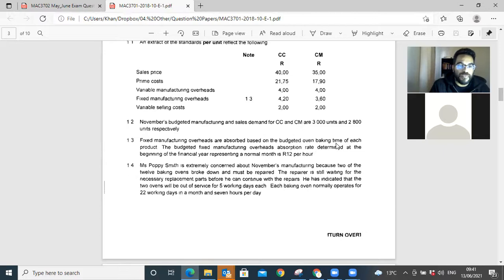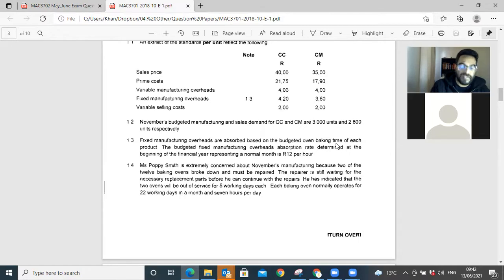So 1.4, Ms. Poppy is extremely concerned about November's manufacturing because 2 of the 12 baking ovens broke down and must be repaired. So 2 of the 12 ovens broke down, okay? The repairer is still waiting for the necessary replacement parts before he can continue with the repairs. He has indicated that the 2 ovens will be out of service for 5 working days each. Each baking oven normally operates for 22 working days in a month and 7 hours per day.